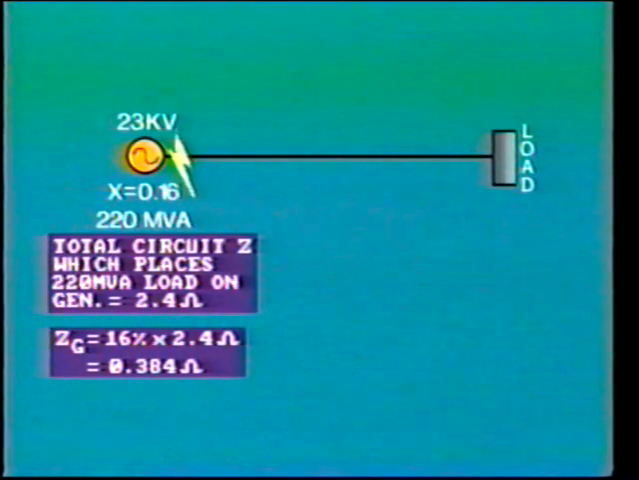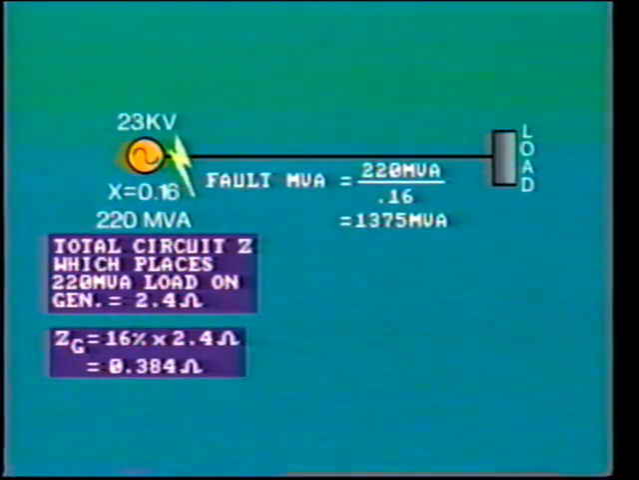In other words, a short circuit at the generator terminals has an impedance of only 16% of the 220 MVA impedance. Therefore, the fault MVA and fault current will be much higher than load current. The fault MVA equals 220 MVA divided by 0.16 equals 1,375 MVA. This example shows us another very important point. Percentage impedance must always be related to a certain MVA capacity. And in order to add the impedances, they must all, of course, refer to the same base MVA.